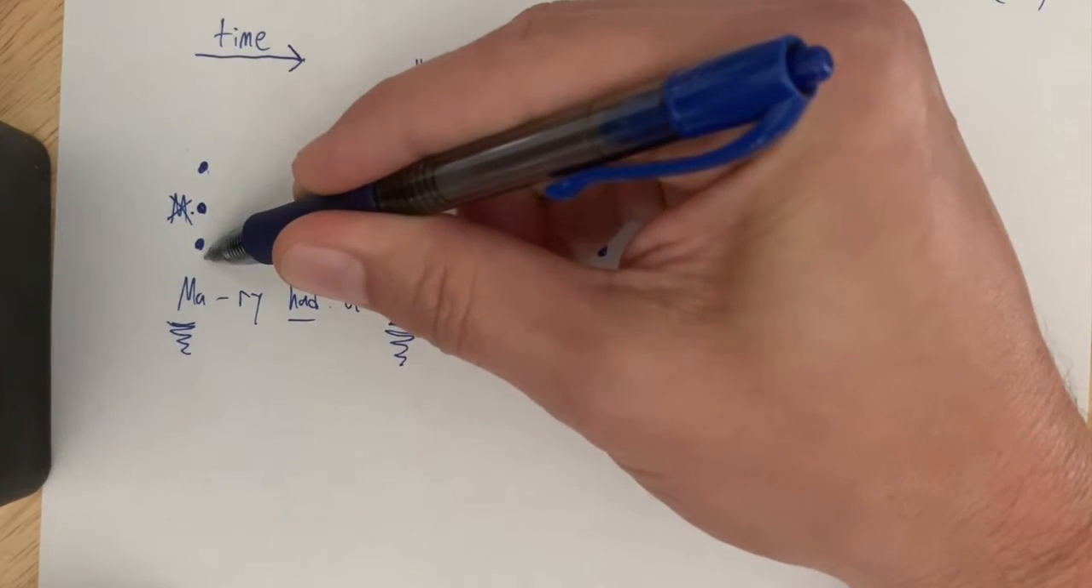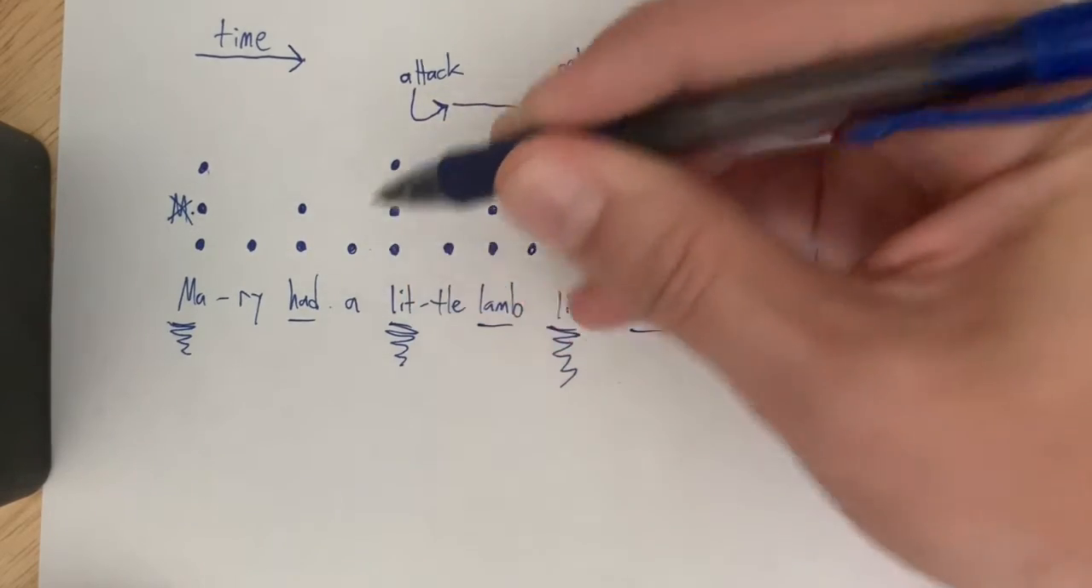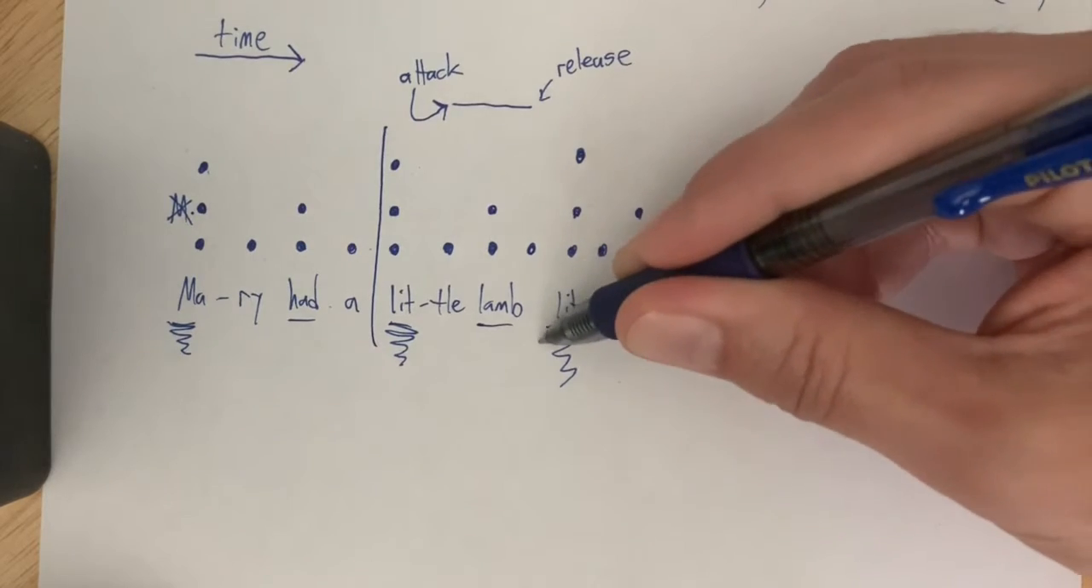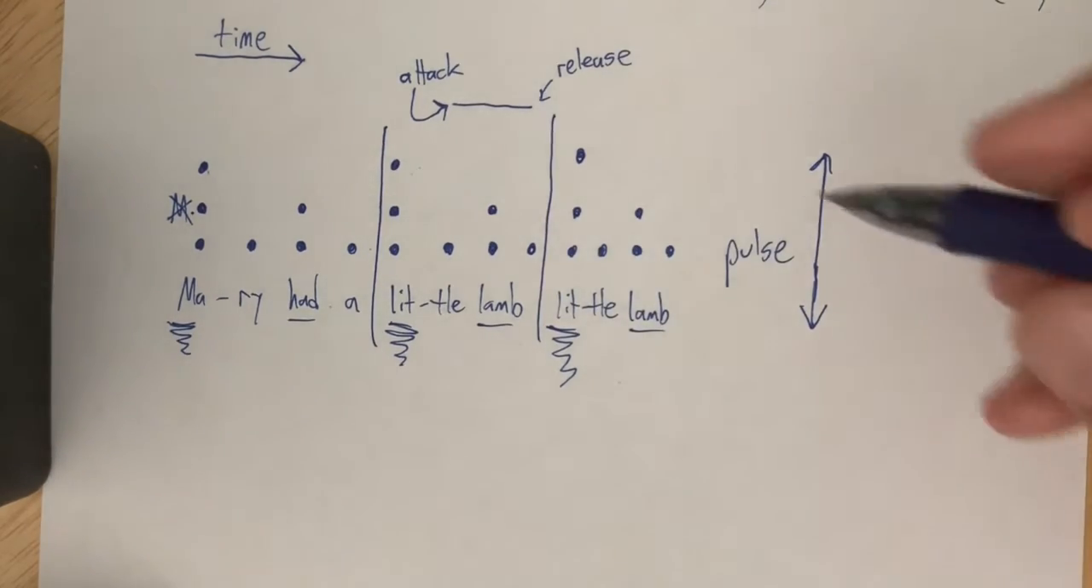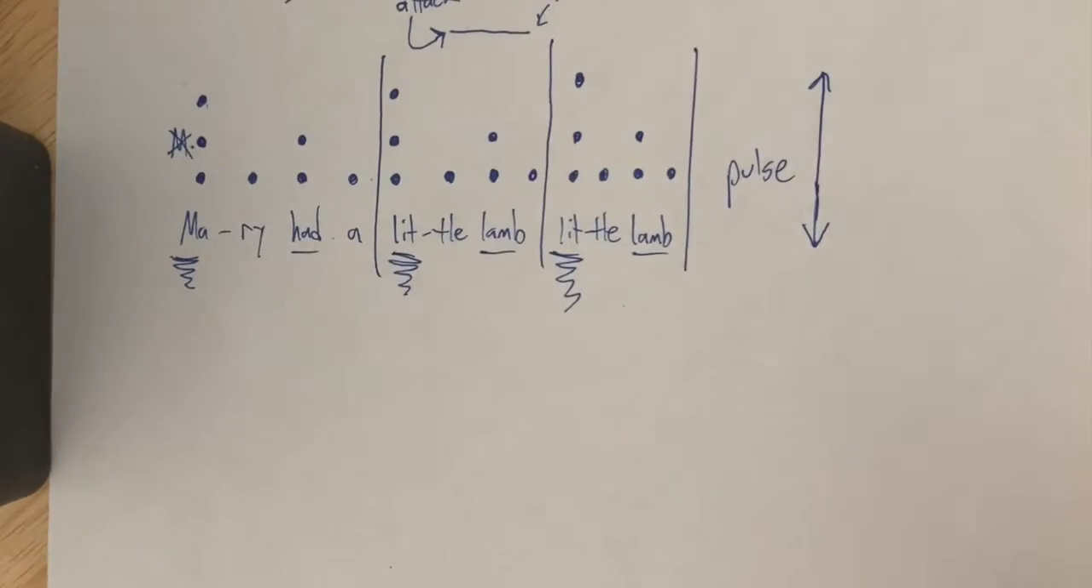Okay. You might have noticed that what we have here is this repeating pattern. Three pulse levels stacked up, 1, 2 stacked up, 1, and then it repeats. And then it repeats again. This is something in music we call meter.